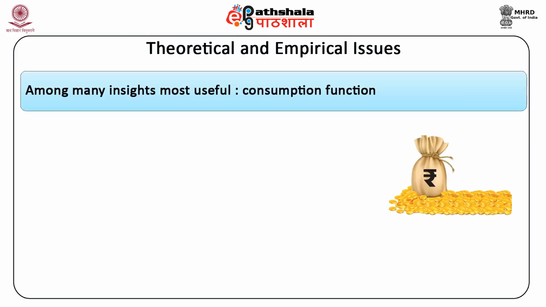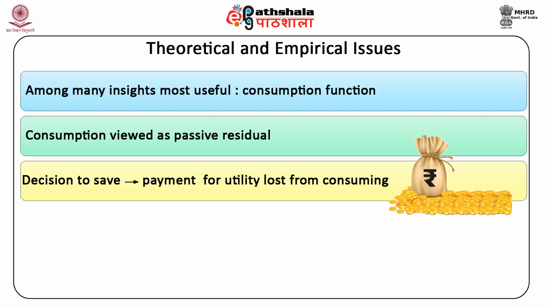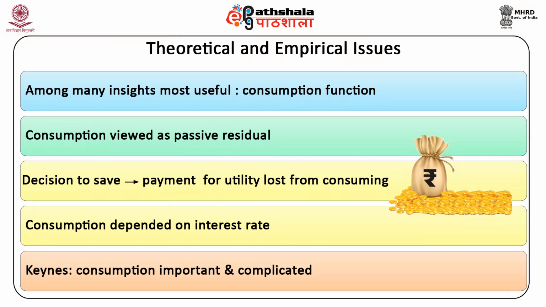Among many insights found in the General Theory, one of the most useful has been the consumption function. Prior to Keynes' theory, consumption had been viewed as a passive residual, the amount of income remaining after saving. Since the decision to save was determined by the payment for the utility lost from consuming, consumption depended on the interest rate. However, Keynes thought that consumption was both more important and complicated.